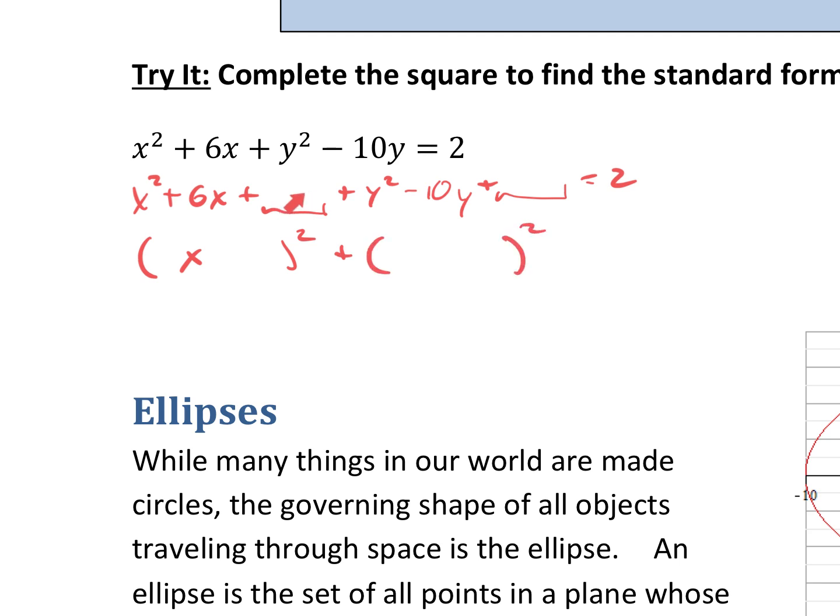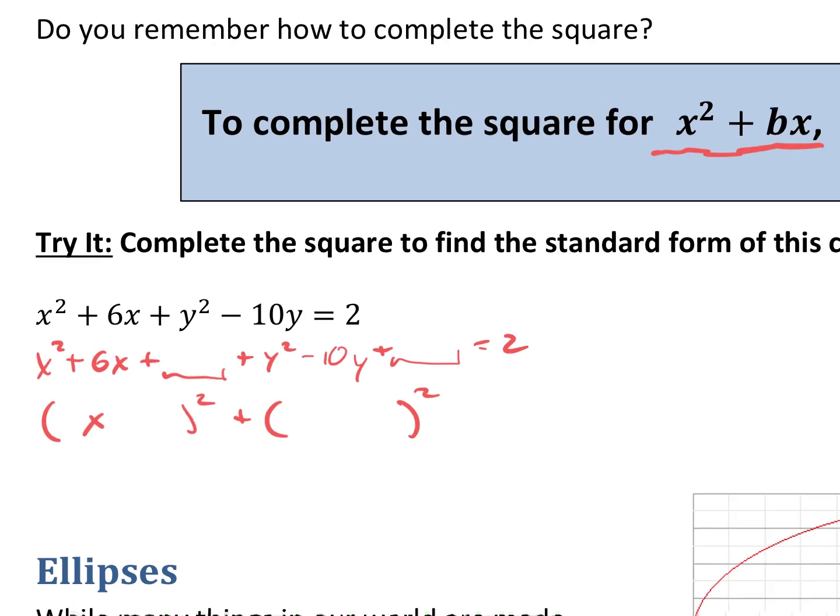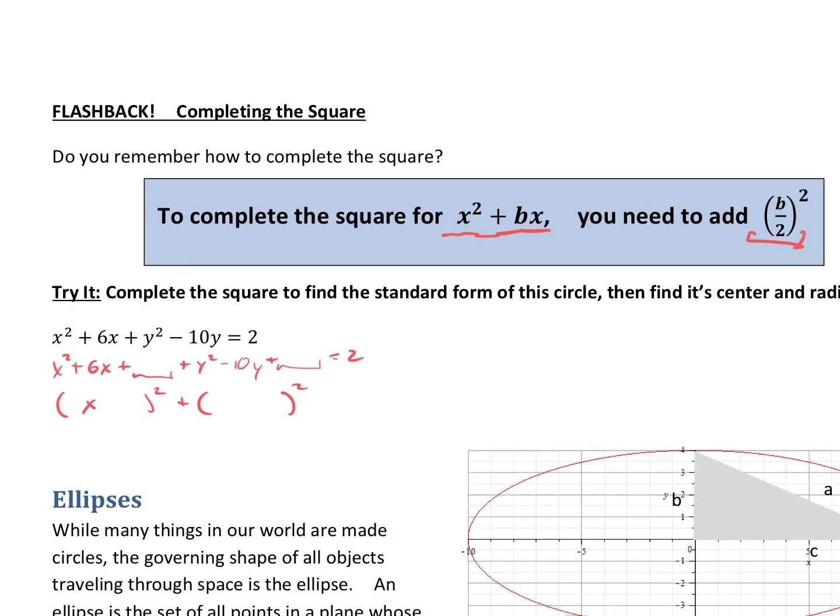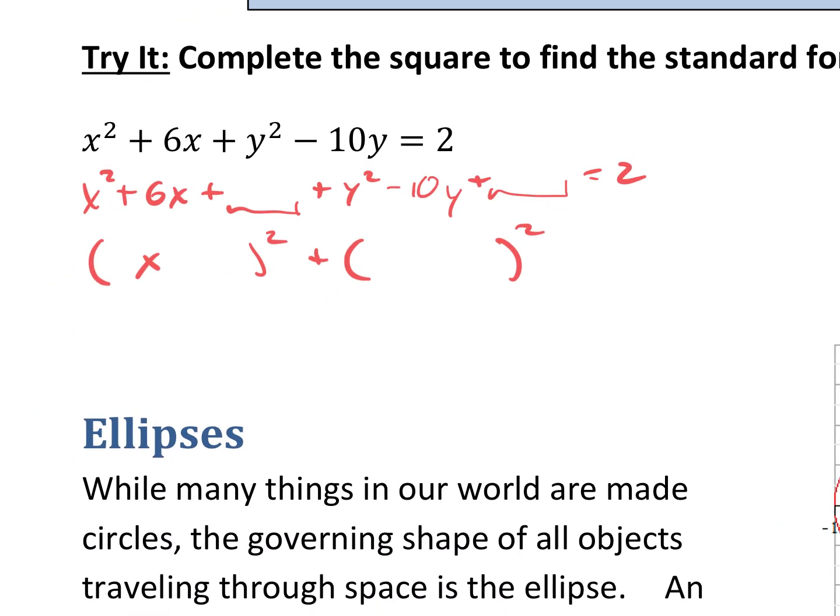So what would you like to have here so that this part can factor? Well, we need to complete the square. Once again, we're going to take that b value and we want to add b over 2 squared. Okay, so if we take this b value, which is 6, 6 over 2 squared is 9. So we want to add 9.